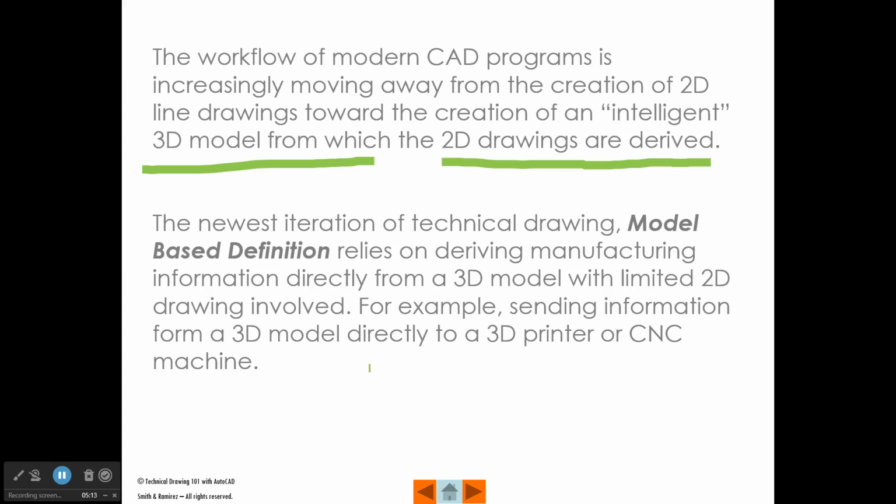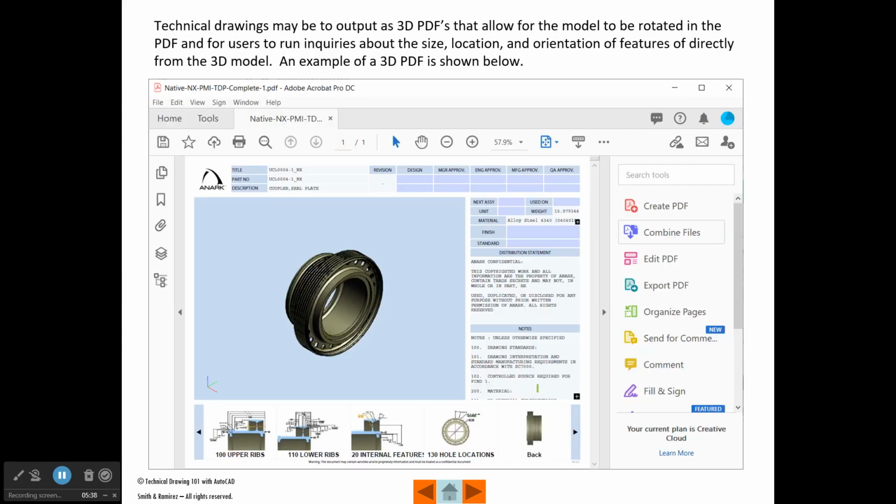The newest iteration, though, of technical drawing is called model-based definition. And in this, we derive manufacturing information directly from a 3D model, and there's limited two-dimensional drawing involved. A good example of this is sending information from a 3D model directly to a 3D printer or a CNC machine. Modern technical drawings that use model-based definition may be outputted as 3D PDFs.